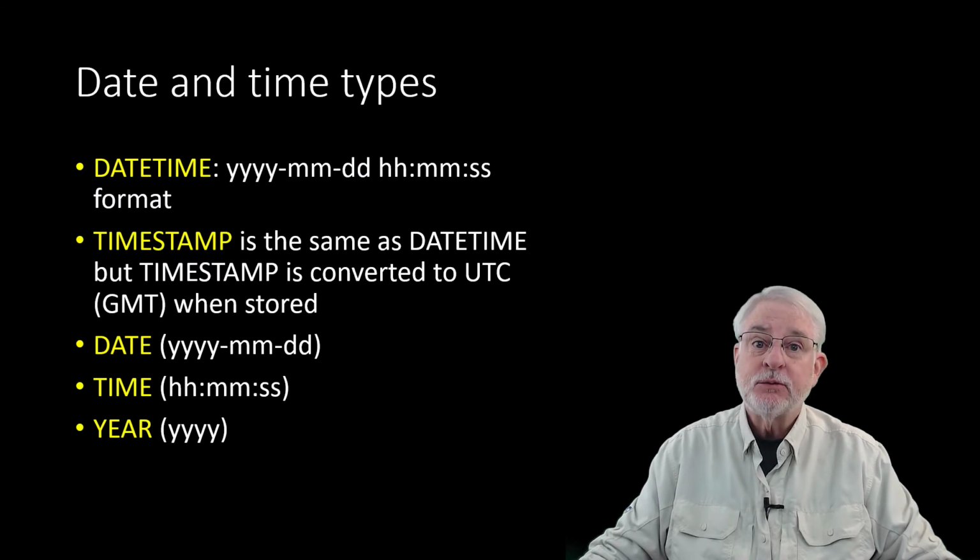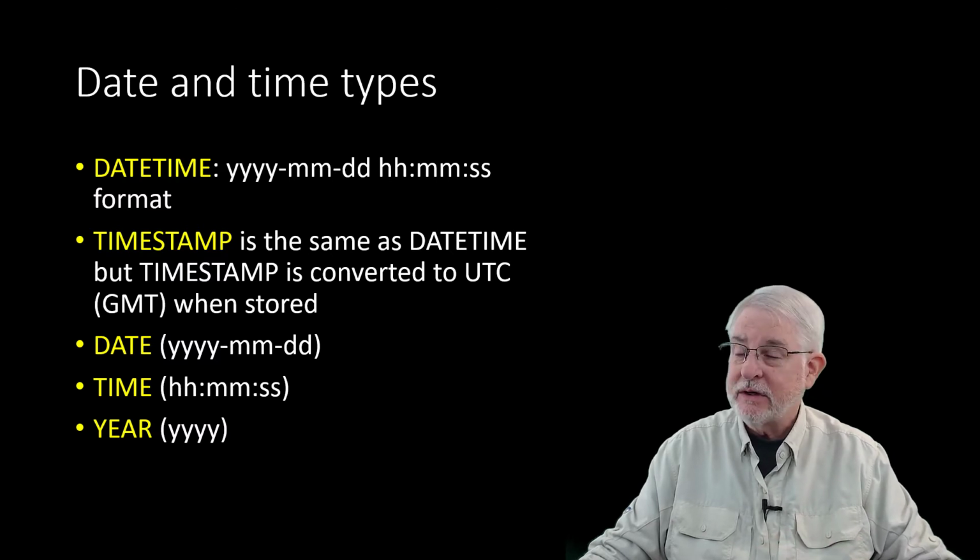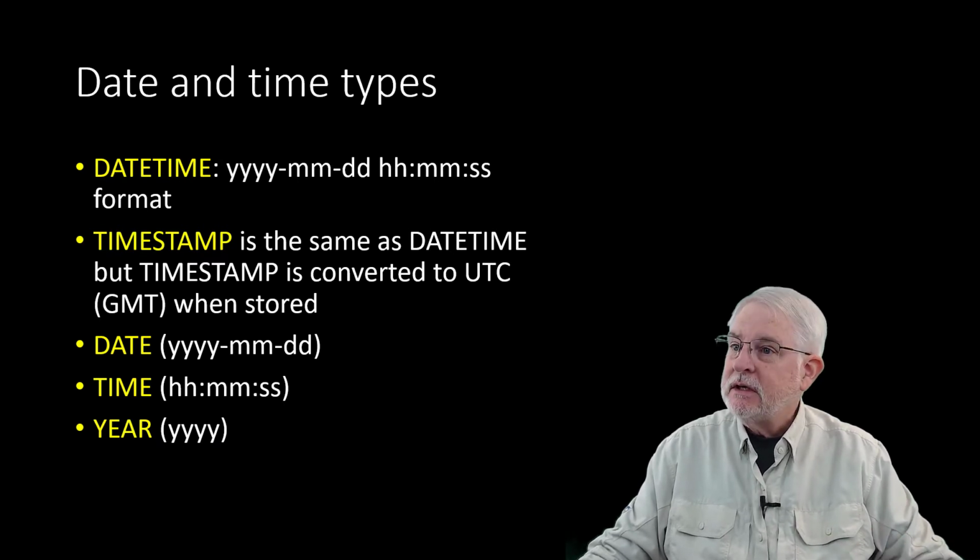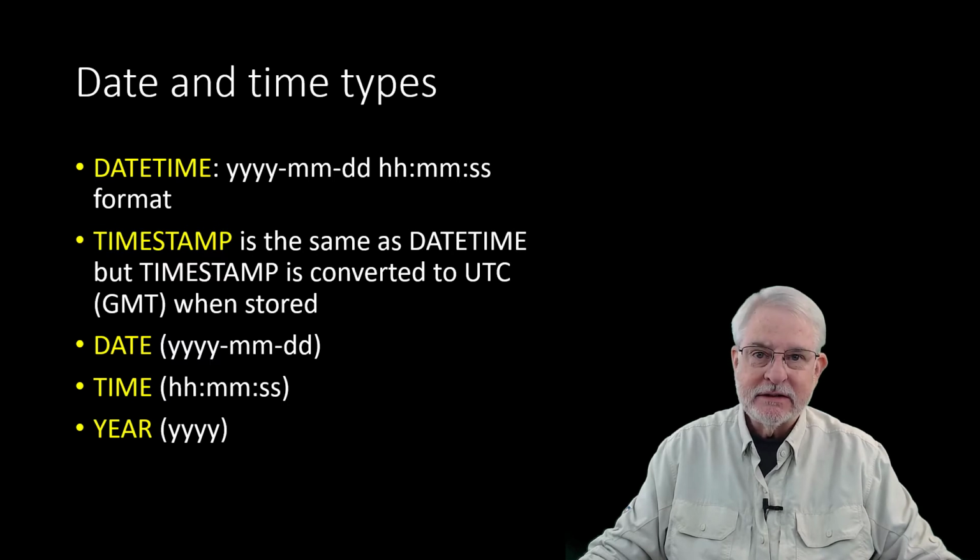Datetime has the format year, year, year, year, like 2027, dash month, month, like 05, dash DD, 12. And then there's hours, minutes, and seconds, all separated by colons. A timestamp is exactly the same as datetime in format and storage capabilities. The only difference is that MySQL converts a timestamp to Universal Coordinated Time, or UTC, which used to be known as GMT, when the data is stored, and then converts it back to server time when you pull it out.